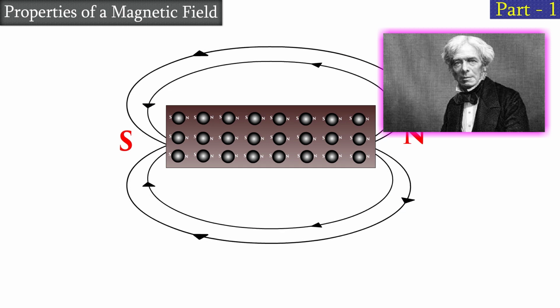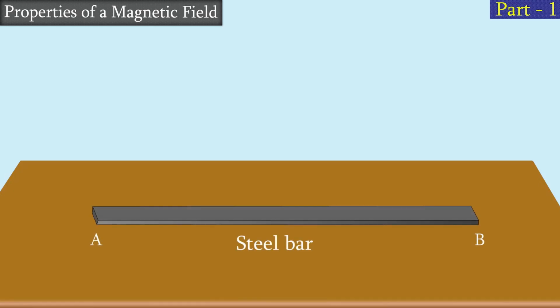Now we will see how these magnetic particles are aligned. Place a steel bar AB on a table. Take a bar magnet. Place its N pole, that means the north pole, on the end A of the steel bar and drag it towards the B end. Lift the bar magnet and drag its N pole from the end A to the end B of the steel bar again. Repeat this 15 to 20 times.